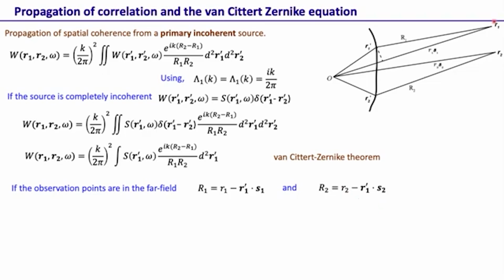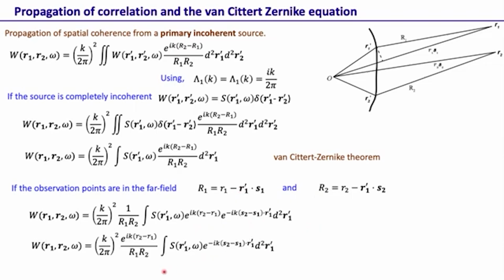So this is for when R1 and R2 are in the far field. In this case, we can simply write this R1 R2 omega, we just replace R2 R1 by this quantity, and this is the form with the R2 R1 factor we can actually take out. That's the form of the equation we have, and this is called the far field Van-Sittert-Zernike theorem.